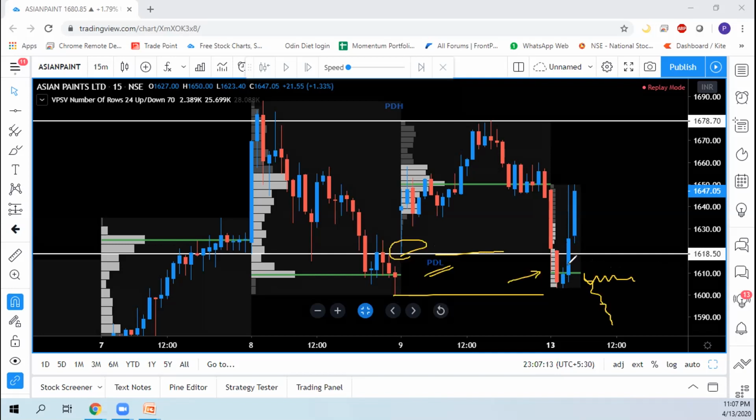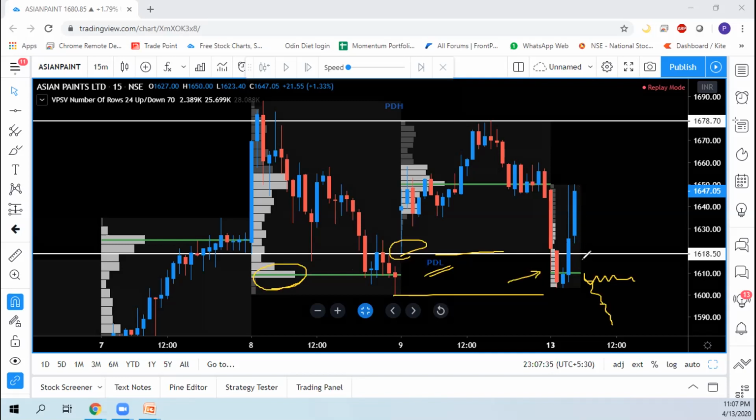So what I'll do is, I had the high volume node supporting my decision over here. Price came to this high volume node, but there was no follow through selling below it, and it got back into the range. So once it got back into the range, I'll be interested to go long on this stock.